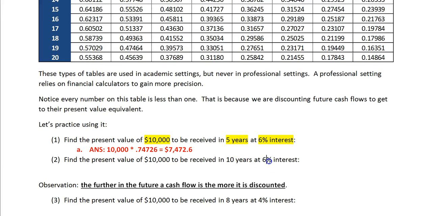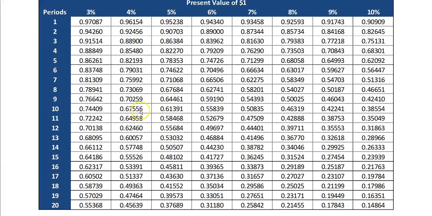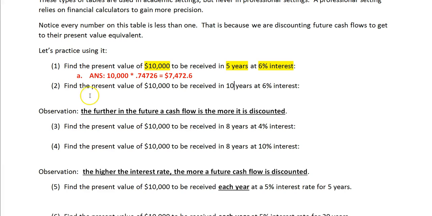Alright, the same thing, present value of $10,000 to be received in 10 years at 6%. So this time it's still 6% interest, but it's 10 years. 10 years, 6% is right here. So the 0.55839 is what we're going to multiply it by. And if we do that, we get to a number of 5,500-ish.